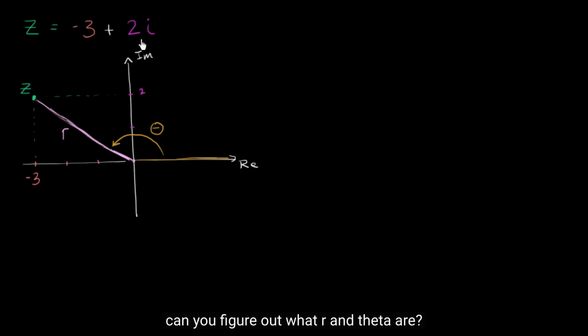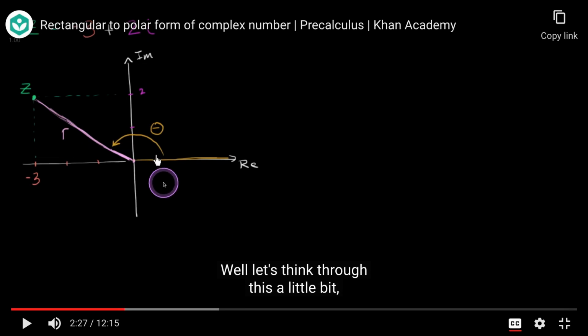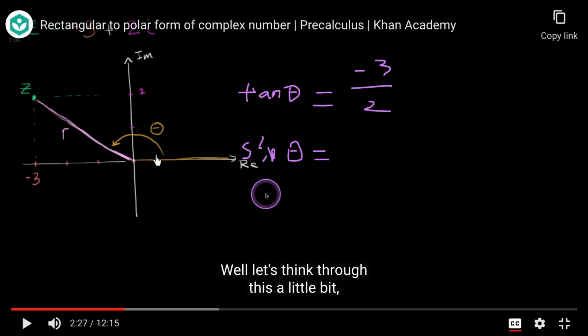Now what I want you to do right now is pause this video and see if you can find a relationship between r, theta and -3 and 2. In fact, given this complex number in rectangular form, can you figure out what r and theta are? Well, let's think. You can do it this way: tangent theta is equal to the opposite side over the adjacent side, which is 2 over -3. This is one way to represent it. But we also could say that sine theta equals something and cosine theta equals something. But for now, I won't cover that here.